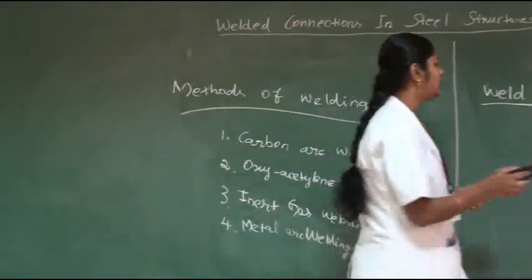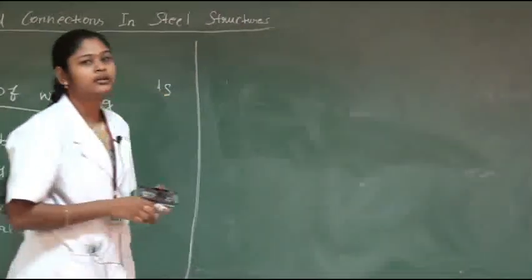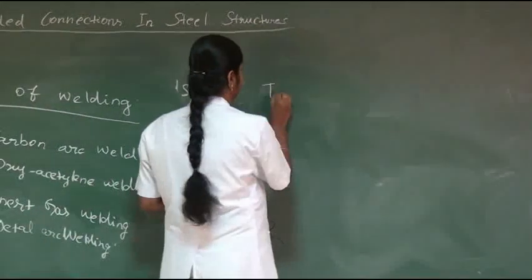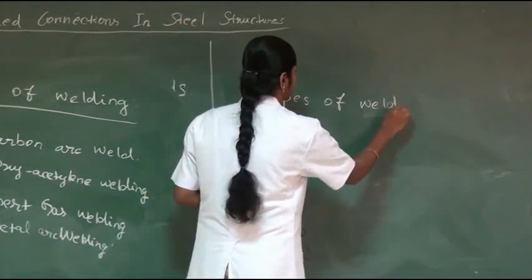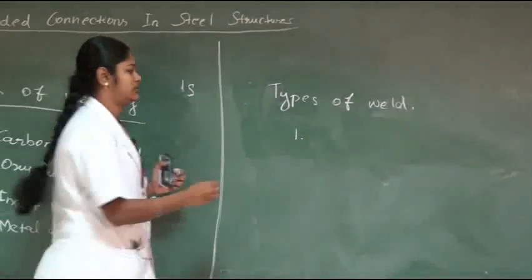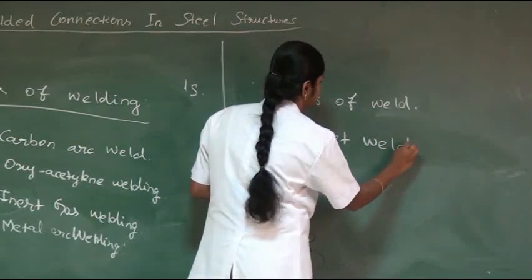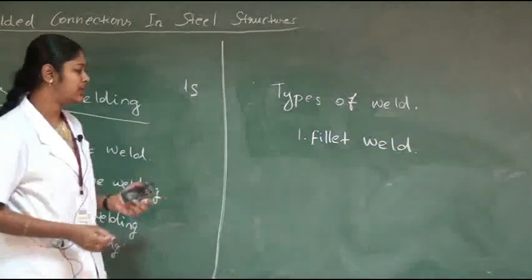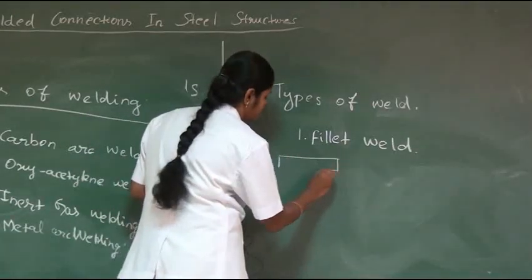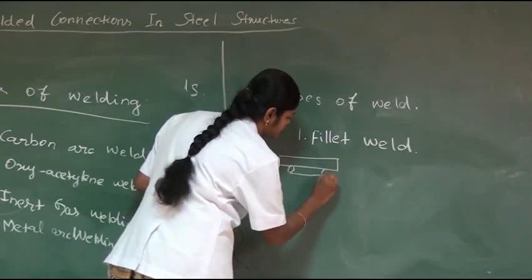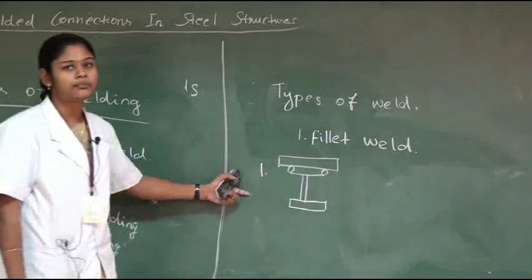And now we are going to see the types of weld. There are four types of weld. First type is a fillet weld. In this fillet weld, there are three different connections used. First one is a built-up section. This is an example for the built-up section.